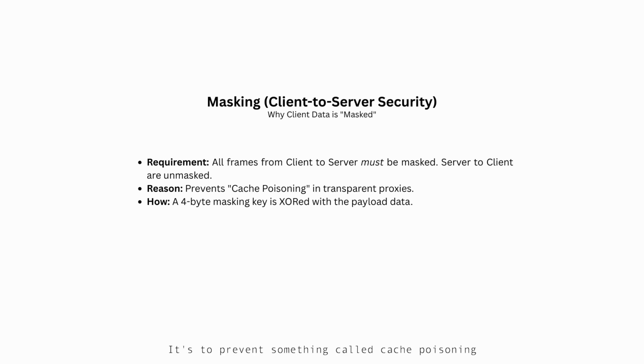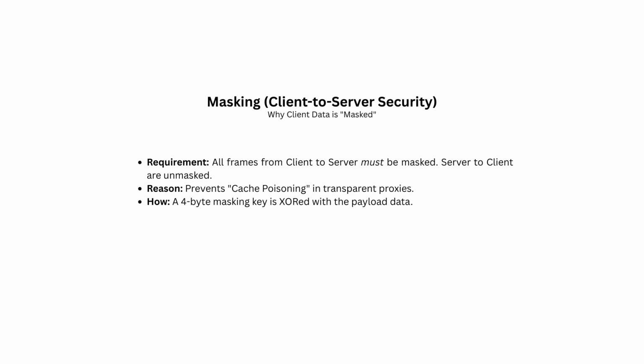It's to prevent something called cache poisoning attacks. Let me explain the vulnerability. Imagine a malicious JavaScript on a web page. It opens a WebSocket and carefully crafts bytes that, when passing through a transparent HTTP proxy, look like a valid HTTP response. The proxy, confused, might cache this fake response.